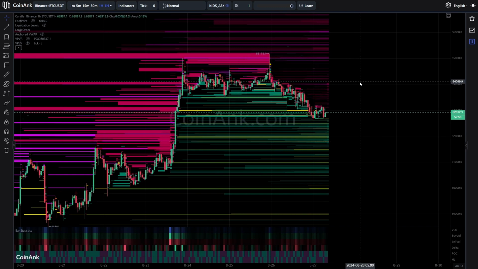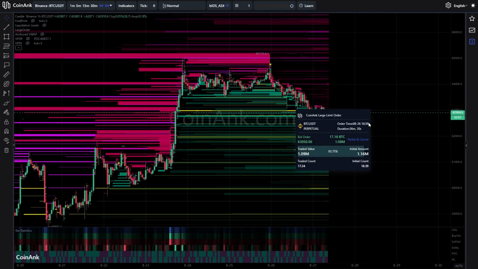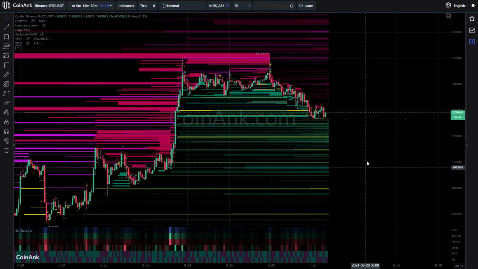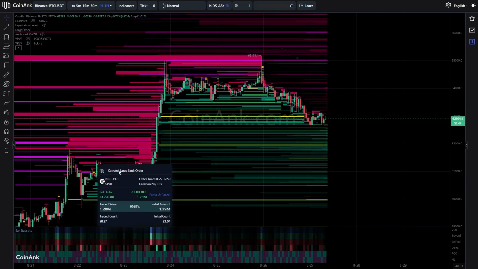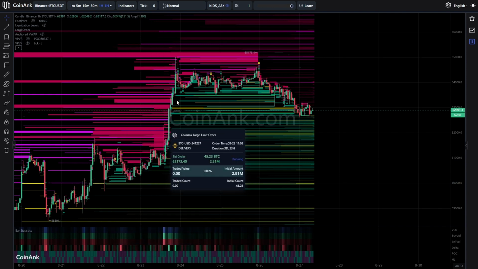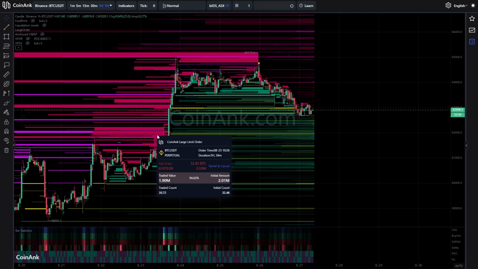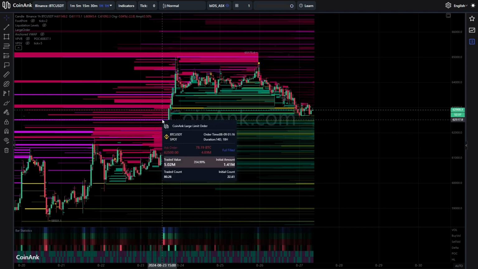For this you can also use the Bookmap, which I went over in the previous video. So if you haven't seen that, you can always go check that one out. Today we'll stick to CoinAnk. So what do we see here? For example, we have this strong move up, but what is happening? These are all selling orders getting filled.